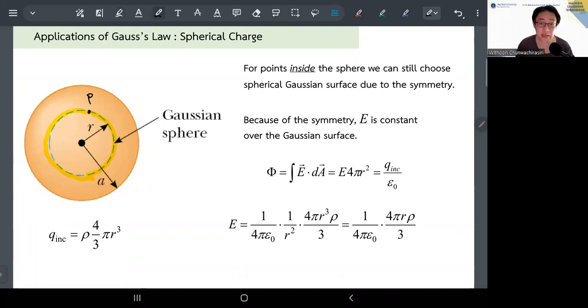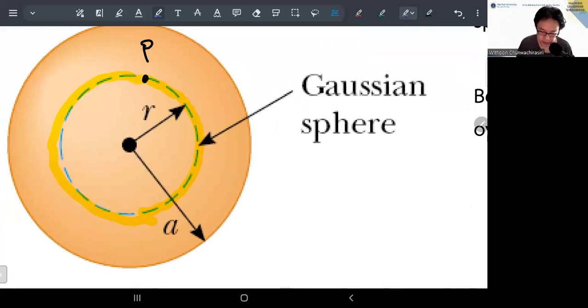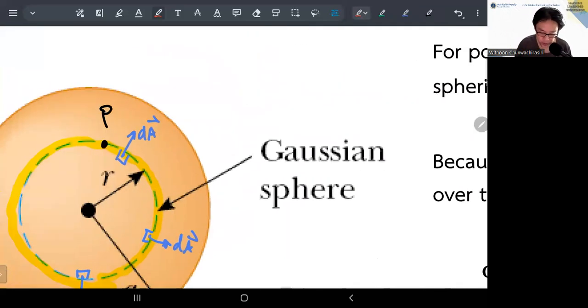So let me call it point P again. Now point P is inside the ball, but you still create your imaginary Gaussian sphere, only now it's inside the ball. So you calculate once again the flux through this Gaussian sphere. So what is it? It's the integral of E dot dA across this Gaussian sphere. And look at this closely. Nothing has changed. The dA still points in the radial direction, wherever you want it, and by the symmetry, the electric field is still in the radial direction, no change.